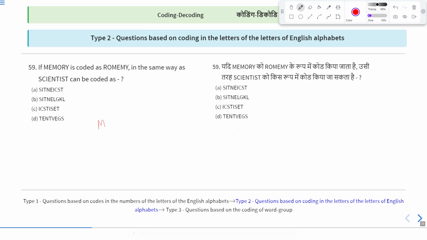If memory, MEMORY, can be written as ROM, then scientist will become ME. For M, R, Y.